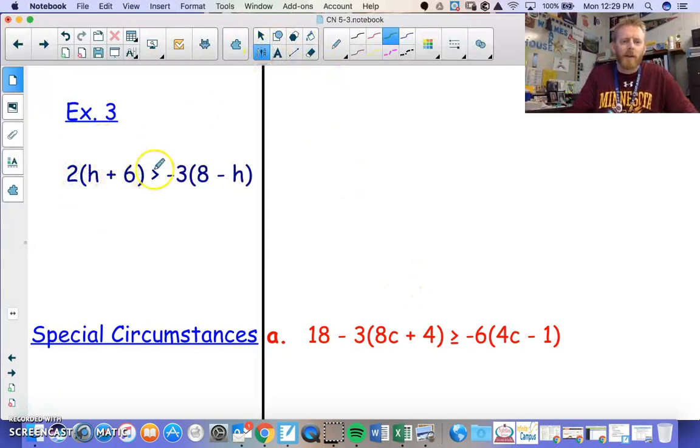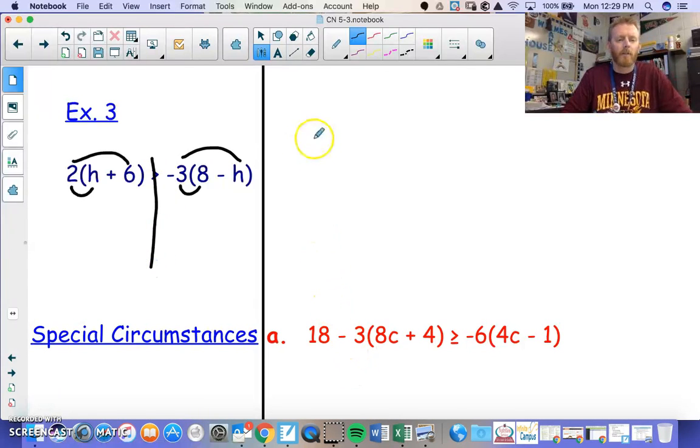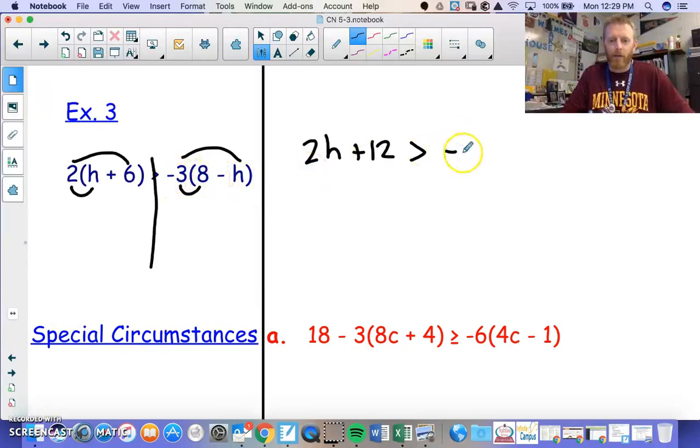All right, so same idea with this problem, just more steps. Let's distribute both sides first. Here's my line, so I know what's going on. So we're going to have a 2h plus 12 when I distribute the 2, is greater than, and now I'm going to distribute my negative 3 to get a negative 3 times 8, which is a negative 24, and a negative 3 times a negative h, which is a positive 3 h's.